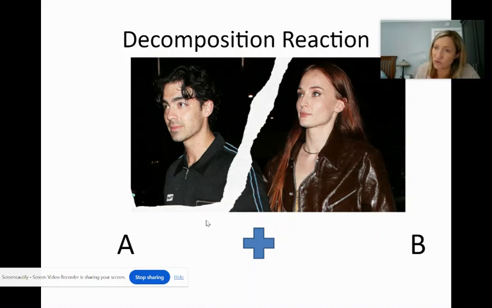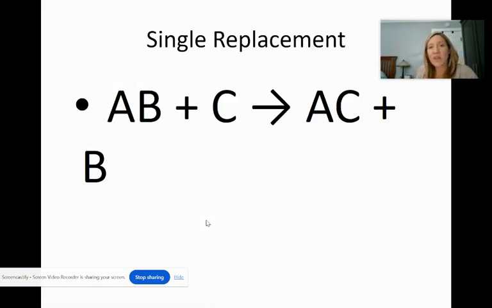They are individual now. The third type is single replacement. So what you're looking for in this one is something that is single, something that is by itself. In this case, it's the C. So there's a couple over here, and then C is by itself. Now, C is in the reaction, and B is by itself. So something that was in a compound is now no longer in that compound, and it was subbed out for the other thing.